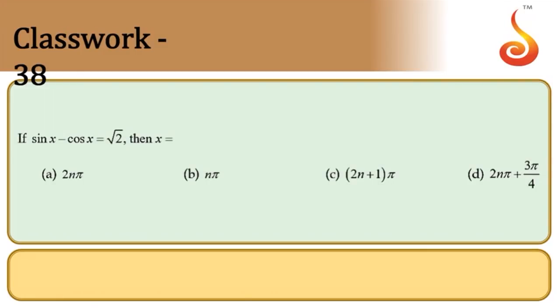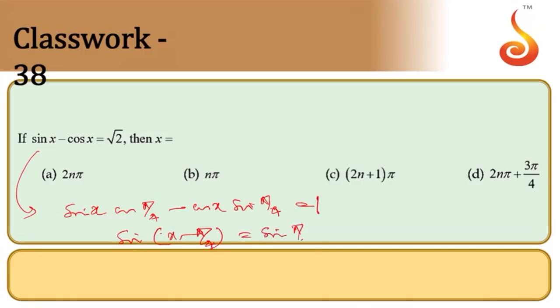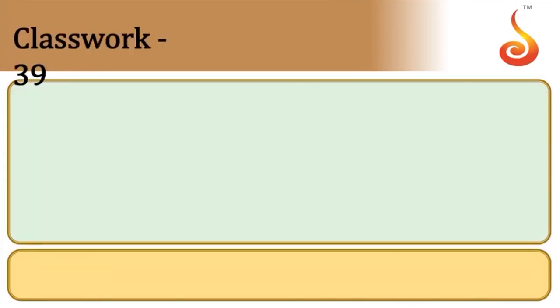Next, 38. Sin x minus cos x is equal to root 2. Therefore, when you divide by root 2, sin x minus cos x by root 2 can be written as sin x into cos pi by 4 minus cos x into sin pi by 4 is equal to 1. So therefore sine of x minus pi by 4 is equal to sine pi by 2. So the solution for the problem is x equals pi by 2 plus pi by 4, so one of the solutions is 3 pi by 4, which would satisfy the problem here.